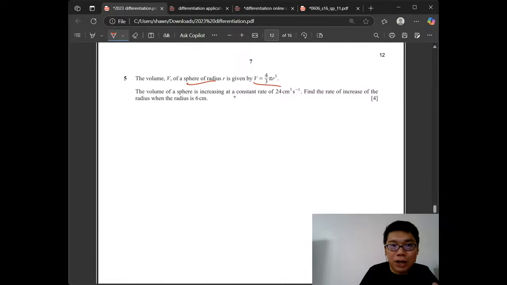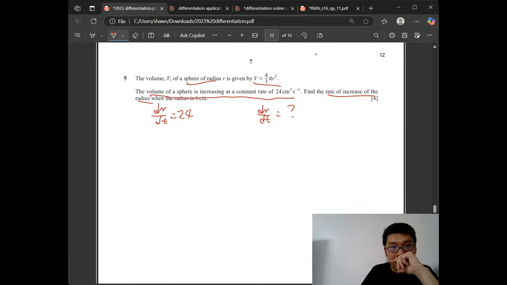Oh, it's a rate of change question. So they say volume is increasing at a rate, so dV/dt is given. Then they ask you what is the rate of increase of radius, meaning dr/dt. And then they tell you r is 6.